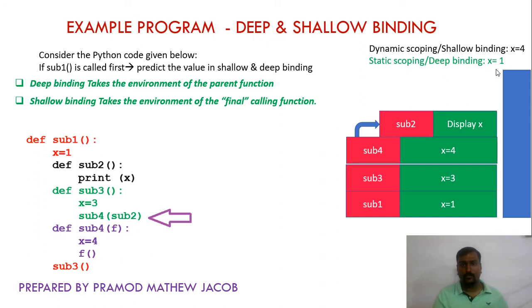So this is the concept of deep binding and shallow binding. In shallow binding, we will take the environment of the final calling function. If there is no value in that particular environment, it will move downwards to the stack and find the necessary value. In case of deep binding, it will take the environment of the parent function where the subroutine is called.